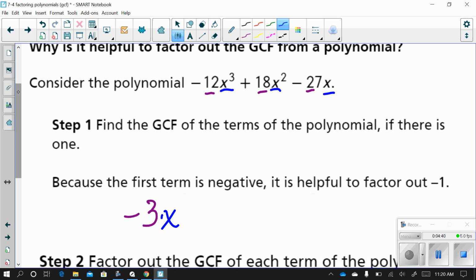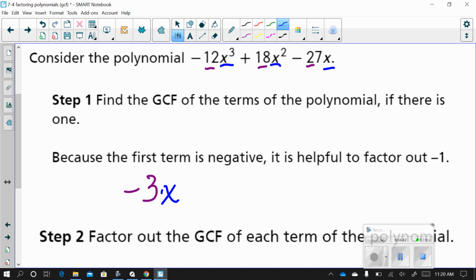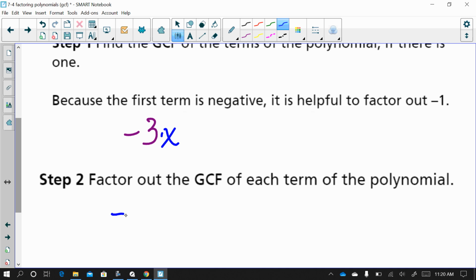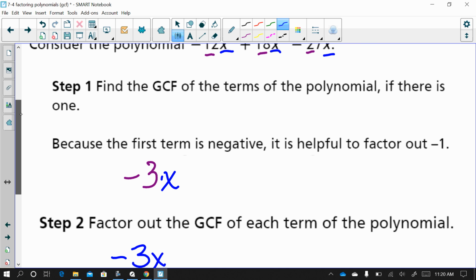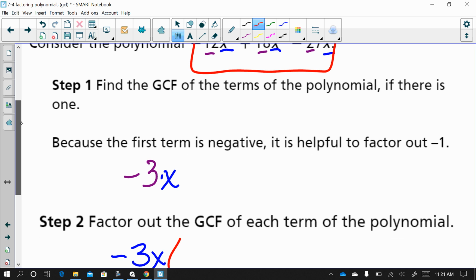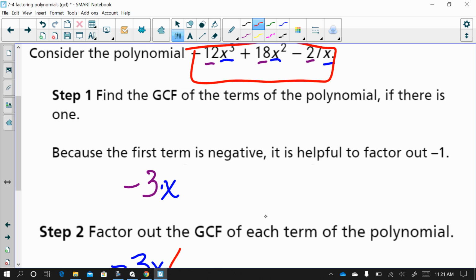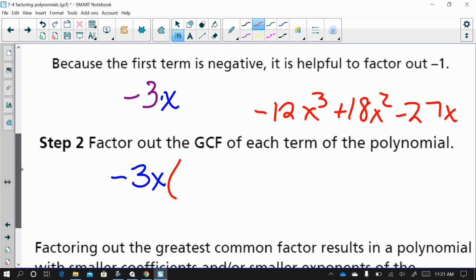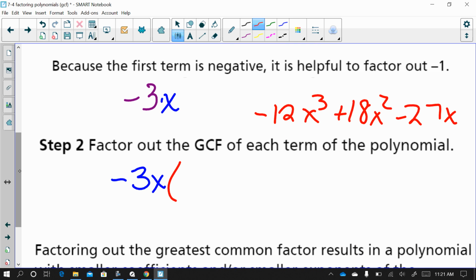But now we're going to take it up a notch. Now we're going to factor out the GCF. So I know my GCF is negative 3x. I want to know what times negative 3x gives me this entire thing. So I'm going to do parentheses. Actually, hang on, let me just write it down here so I can see it again better. So this is where we are working backwards. What times negative 3 gives me this negative 12? Well, negative 3 times 4.